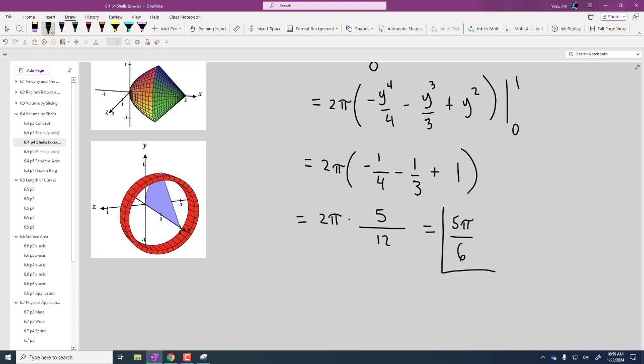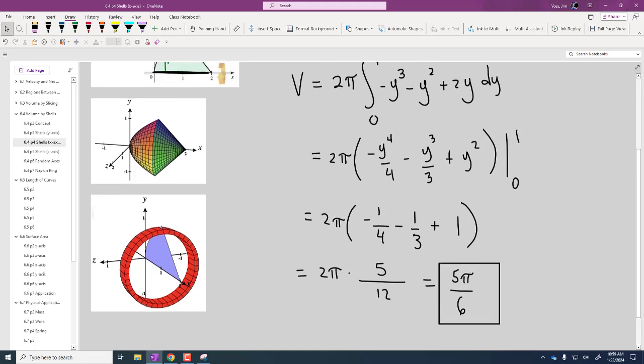10 pi, and then we divide by 2. Yep, that's the 6. 5 pi over 6, that's the volume. Dang, it looks like an angle. Numbers can mean anything.